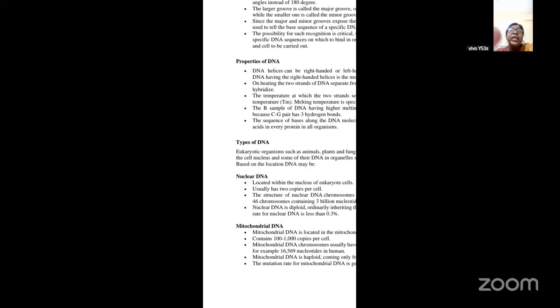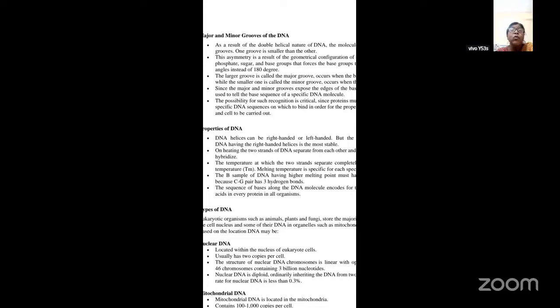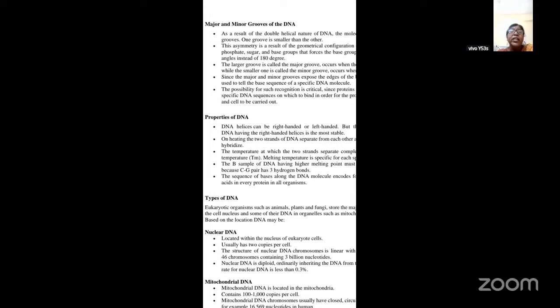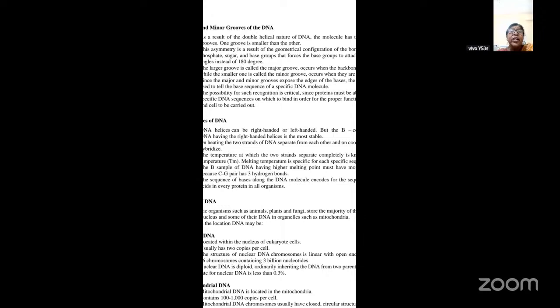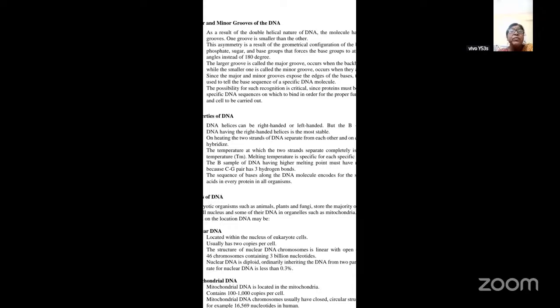Now, when you observe the structure of DNA keenly, you find two types of grooves. One is called a major groove, and the other is called a minor groove. As a result of the double helical nature, the DNA molecule has two asymmetric grooves. This results from the geometrical configuration of the phosphate-sugar as well as the base groups. The larger one is called the major groove, and it occurs when the backbones are far apart, while the smaller one is called the minor groove, and it occurs when they are close together. Since the major and minor grooves expose the edges of the bases, the grooves can be used to tell the base sequence of the specific DNA molecule.